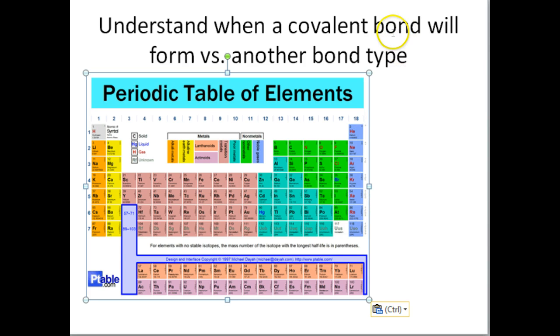If you have the ionic bond, you've got these with low ionization energy over here, these metals, and these with the high electronegativities. So it's able to steal and completely take the electrons from these and donate them over to the nonmetals.